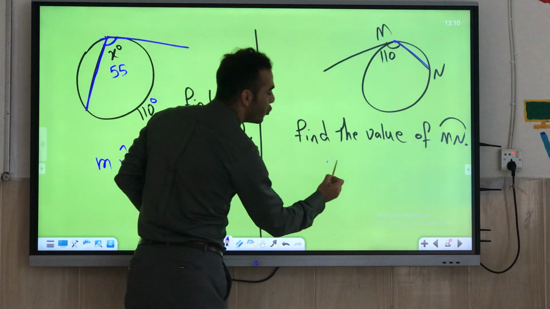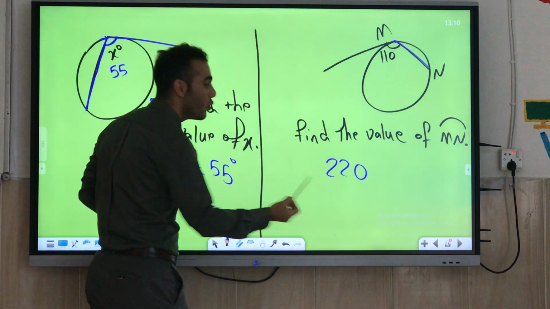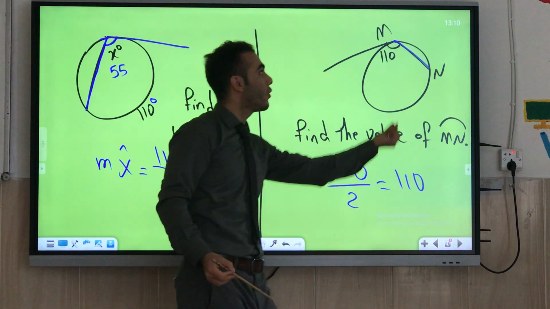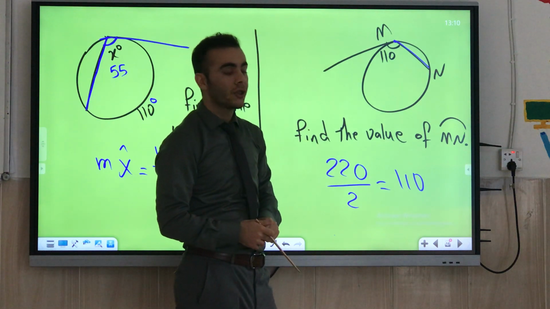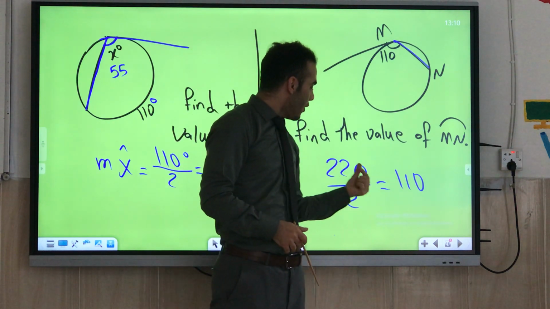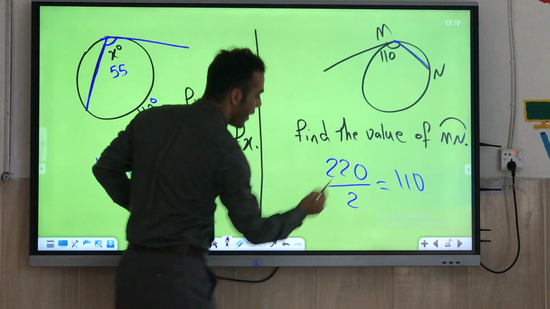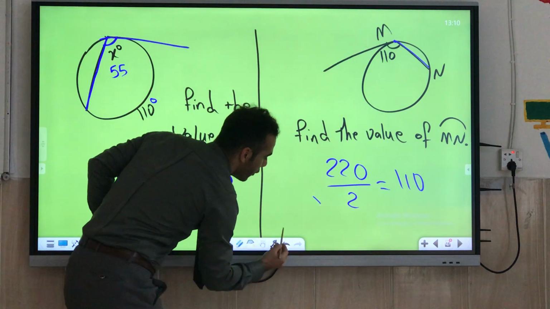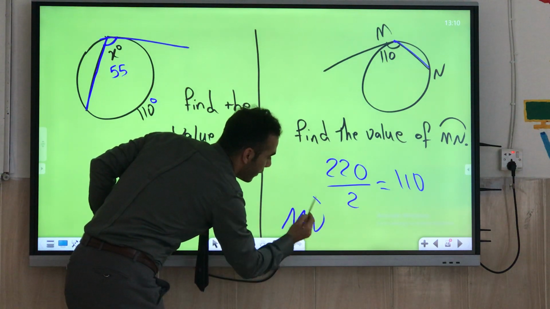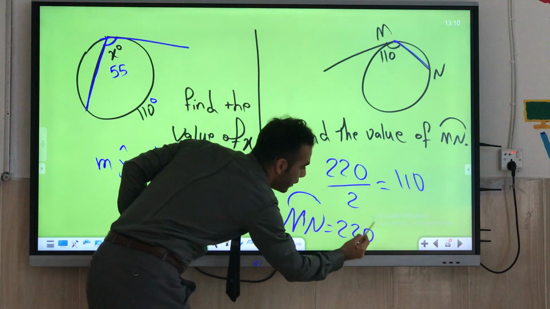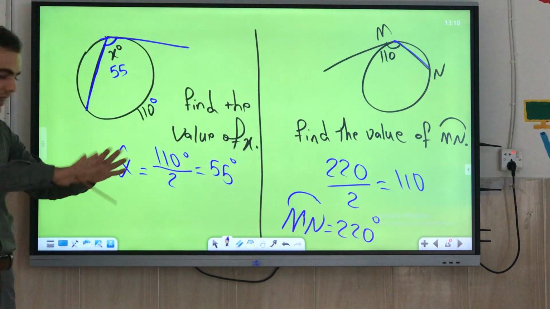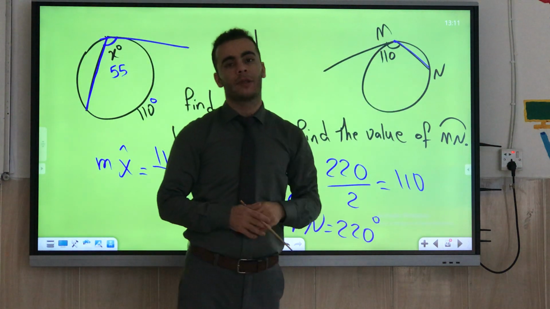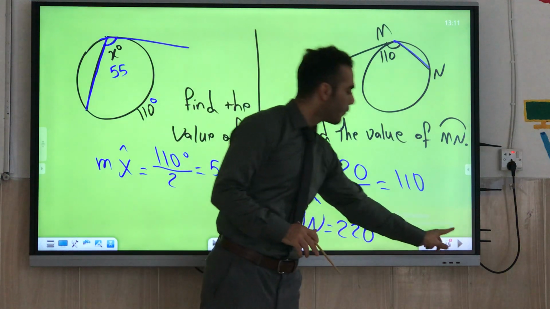It should be 220. If we divide it by 2, we get 110, which is the measure of that tangential angle. That is why the measure of that arc, arc MN, is going to be 220 degrees. So basically, a tangential angle is half of the arc across from it. That's all about tangential angle.